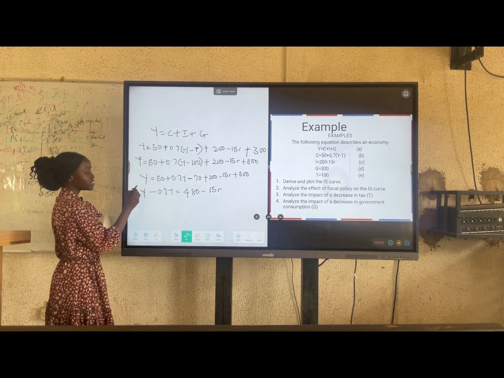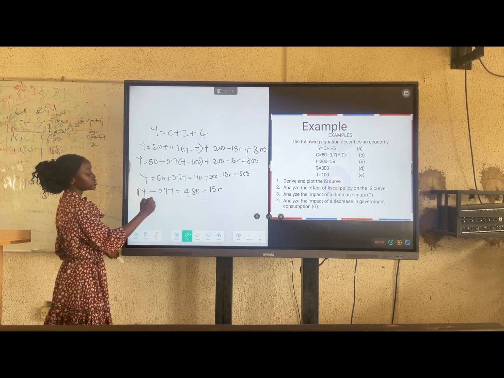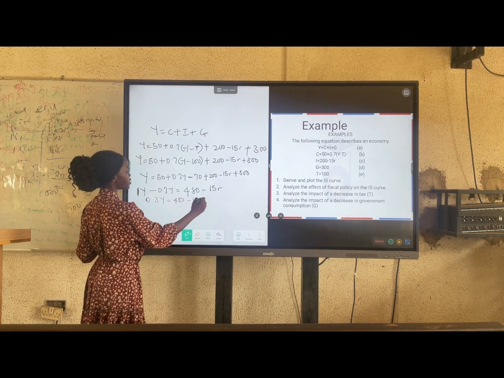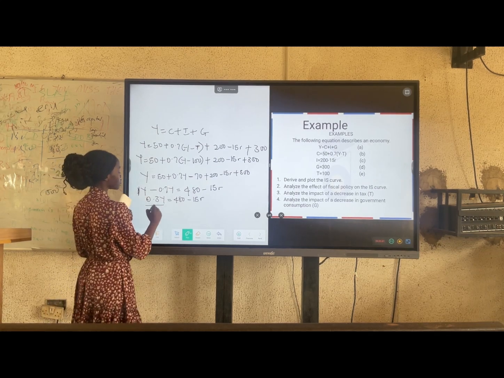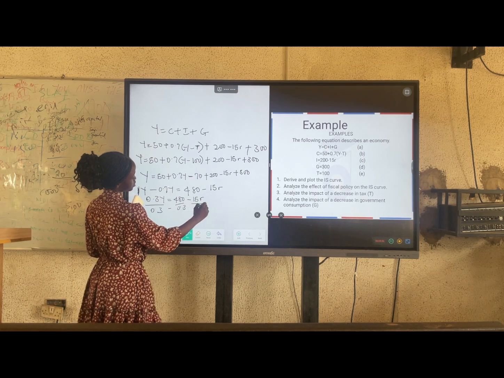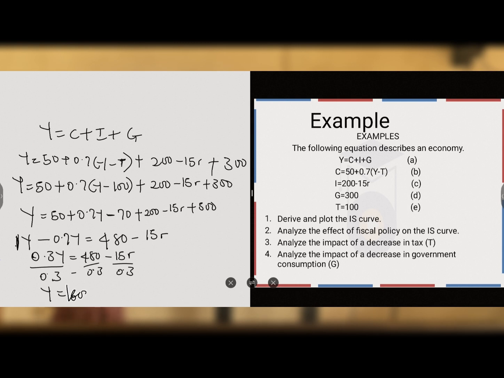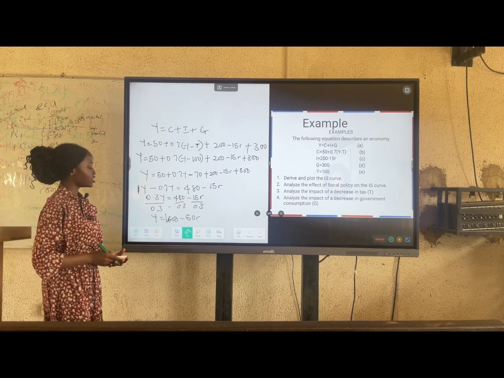Here we have an invisible 1, so 1 minus 0.7, 0.3y equals 480 minus 15r. Then we're dividing both sides by 0.3. So we should have y equals 1 6 minus 50r. So we're going to be using this equation to plot the graph.